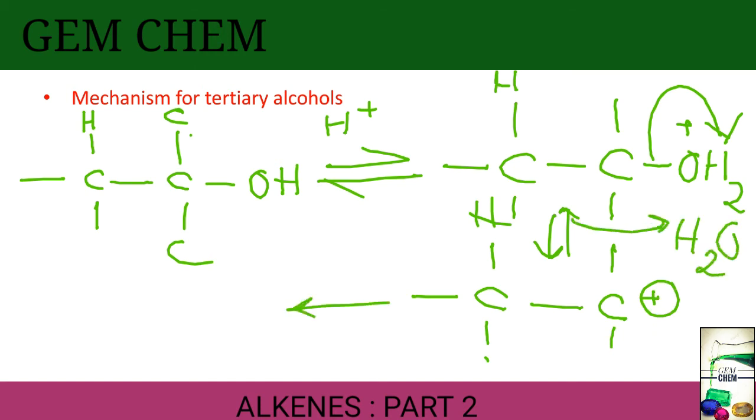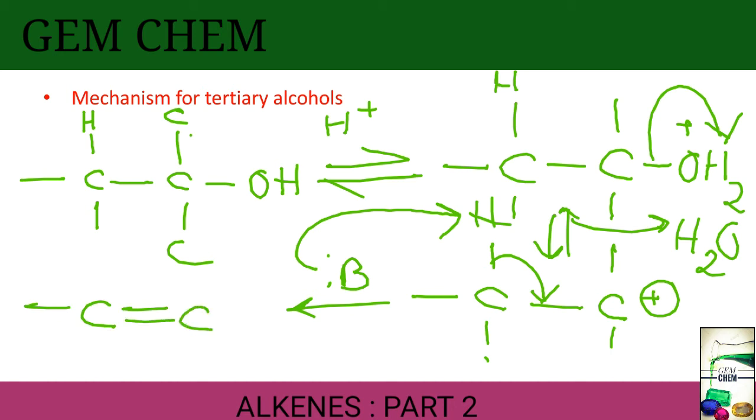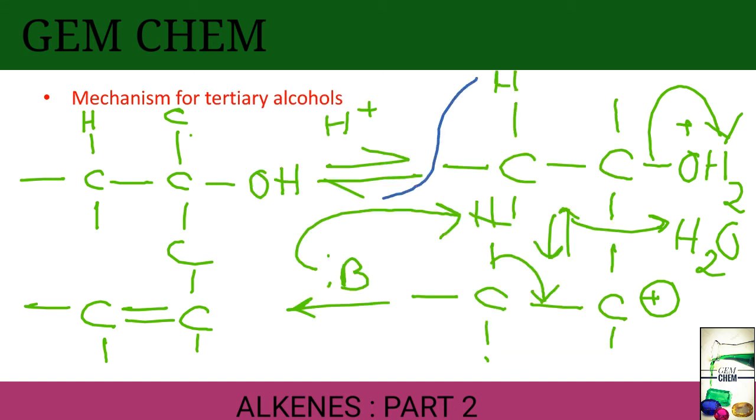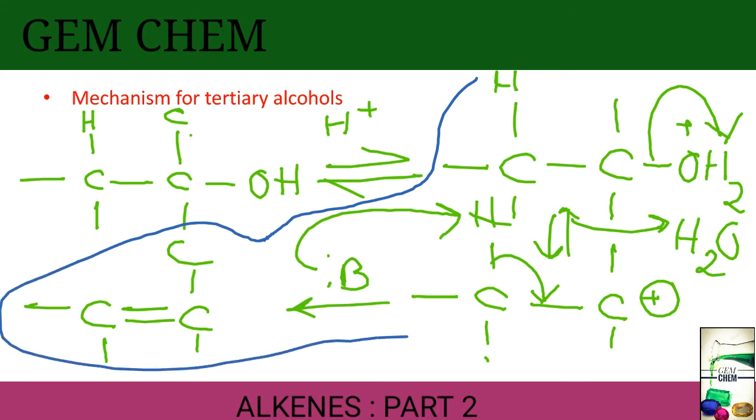Then what happens? Then we see that a base is being added and this abstracts the proton and this gives up here to form our most important and required alkene, right? So this is how it occurs, and this method from here to here is actually E1 elimination. Clear?